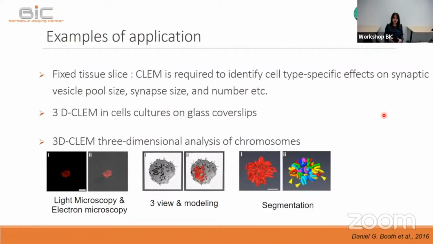So this gives us some examples of tissue that we can use for a 3D CLEM. We can use a fixed tissue, but also cell culture on glass coverslip. And we can analyze, for example, mitochondria that we spoke about just before, or also a chromosome. You have an example in this paper.